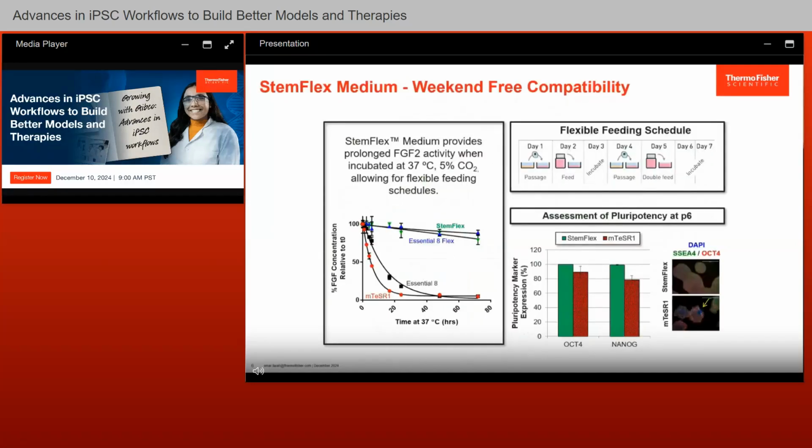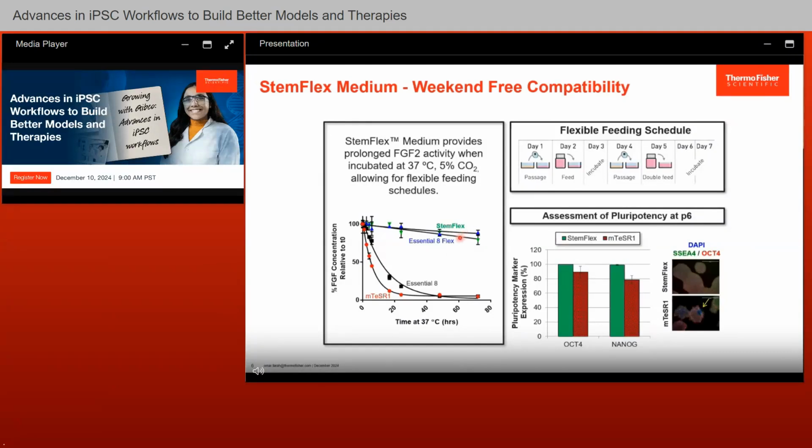Now, as many of you are well aware, PSC maintenance with traditional media required daily feeding. This was mainly due to the thermal instability of FGF2 within the formulation of most PSC medias, where FGF2 concentrations would dip drastically within the first 24 hours, as you can see over here, resulting in a need for these daily feeds to resupplement the media and the cells with FGF2.